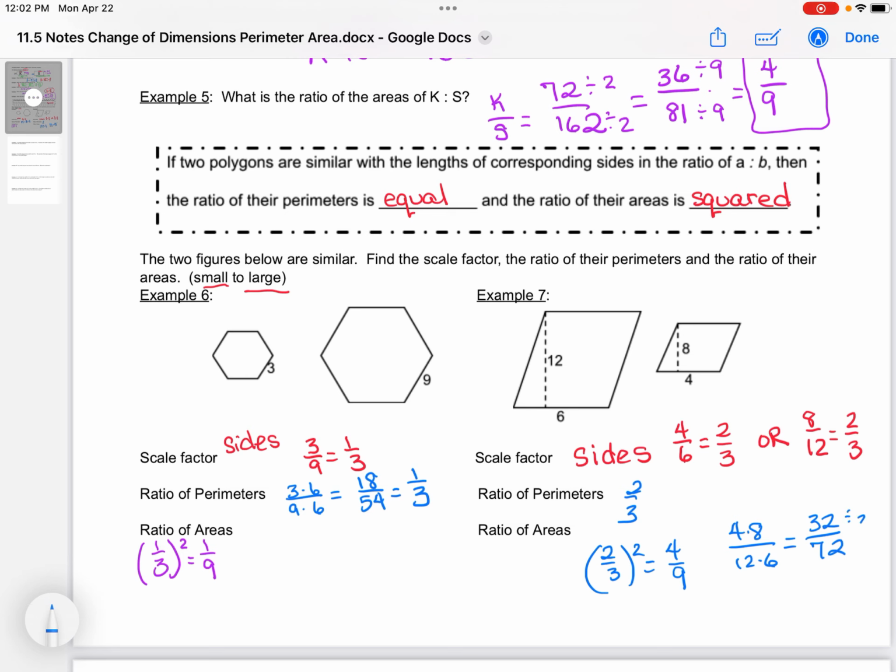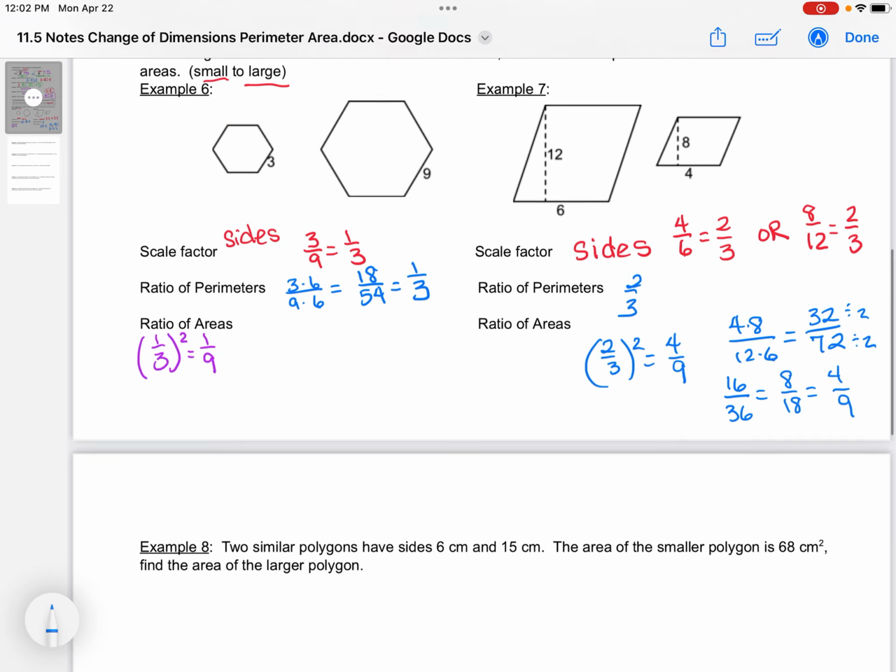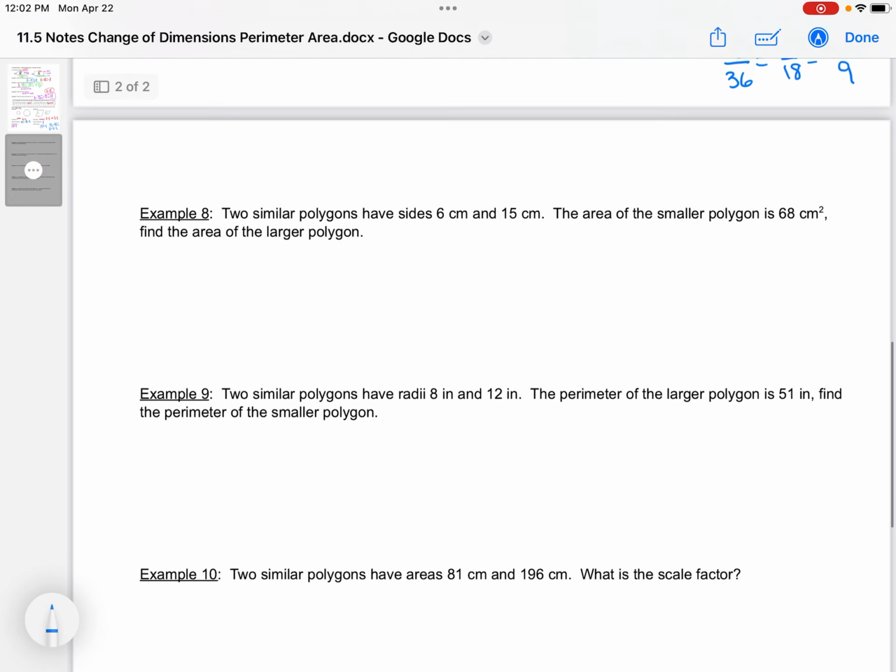All right, 16 over 36. And I'm going to half it, 8 over 18. And I'm going to half it again, and I'm going to get 4 over 9, which is the same. Okay. So the ratio of the areas is squared. The ratio of the perimeters is the same.